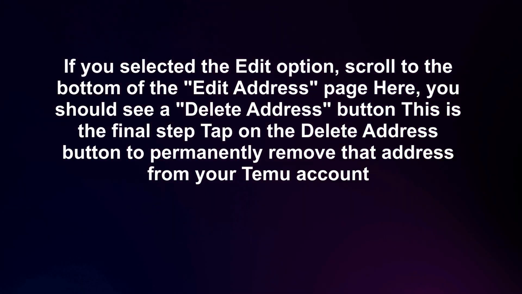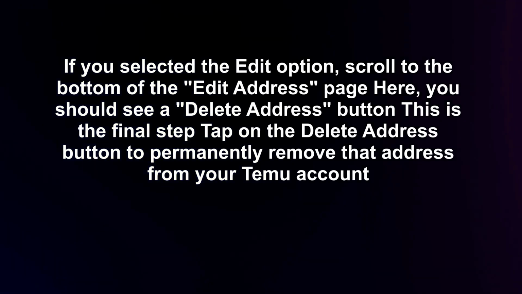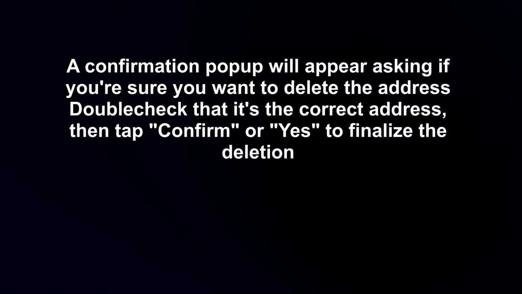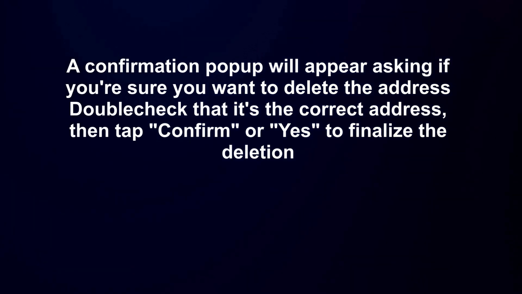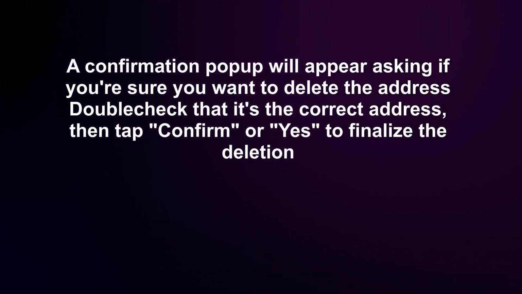This is the final step. Tap on the delete address button to permanently remove that address from your Temu account. A confirmation pop-up will appear asking if you're sure you want to delete the address. Double check that it's the correct address. Then tap confirm or yes to finalize the deletion.